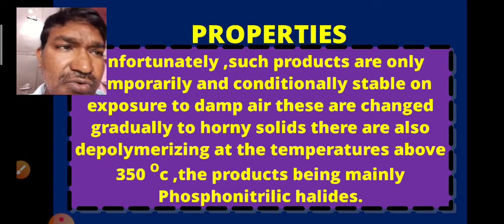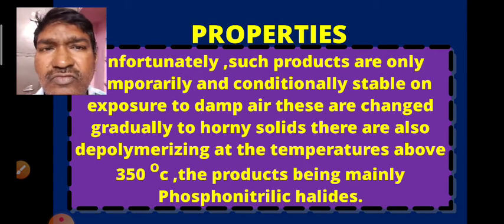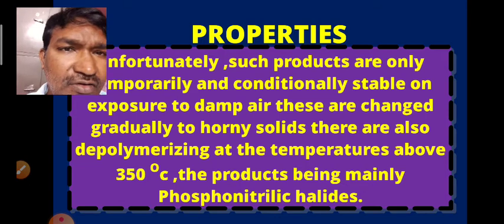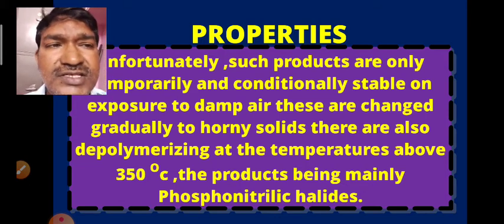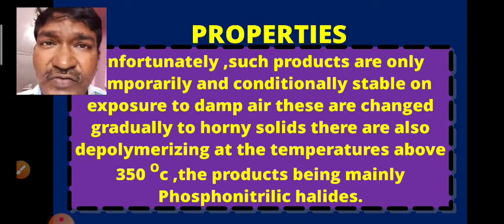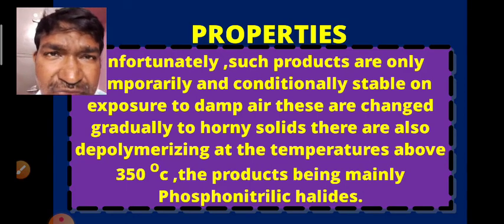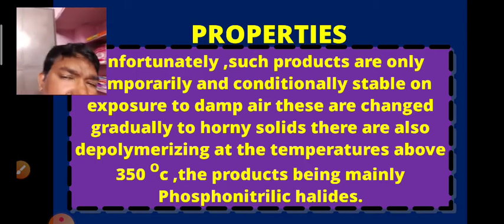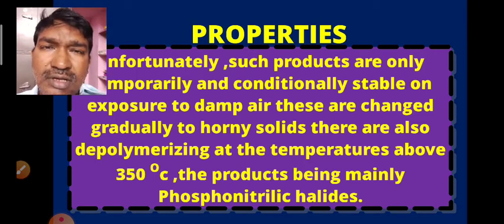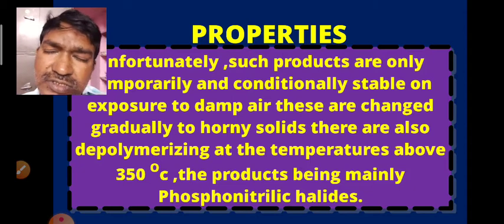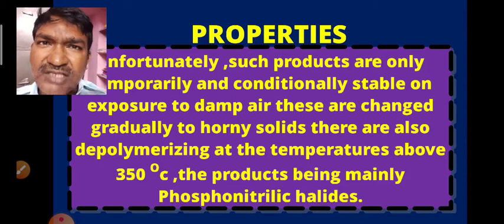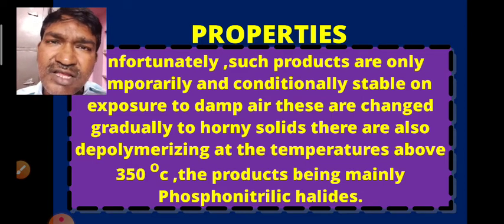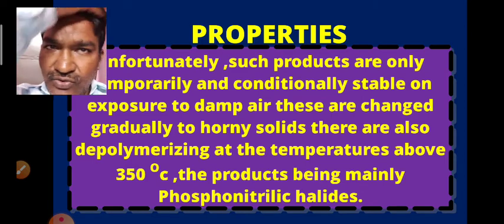So here the phosphogens on heating at 350 degrees centigrade, what happens? Depolymerization also occurs above 350 degrees centigrade. So we have to remember one point, that these phosphogens are stable under suitable conditions only, and their stability is temporary only. That we have to remember.